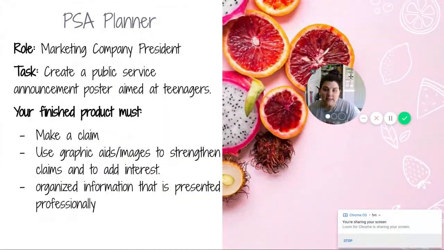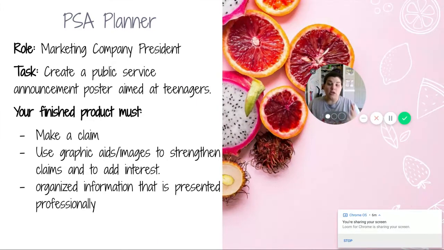In my PSA planner, my role, the person I'm imagining I am, is a marketing company president. So I'm thinking in this mindset of, okay, I'm marketing, I'm trying to get people engaged with my PSA. So I'm going to create a public service announcement poster aimed at teenagers.